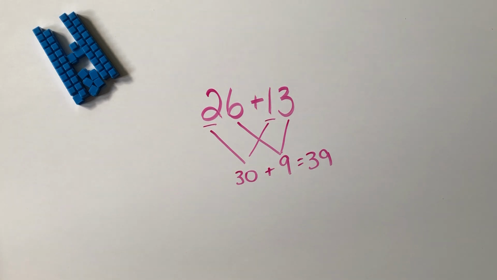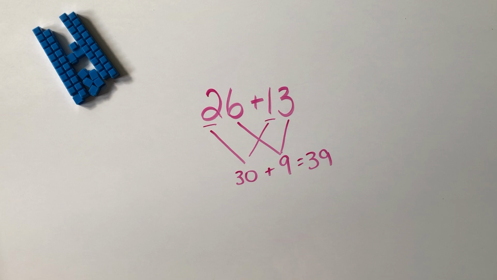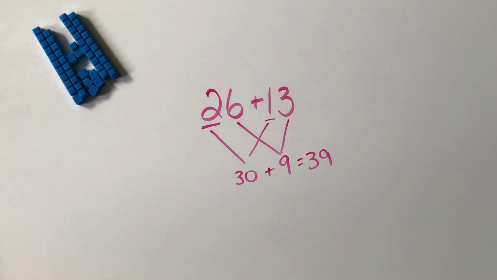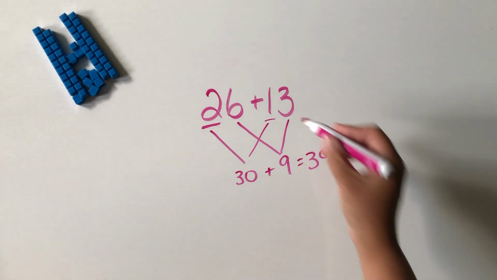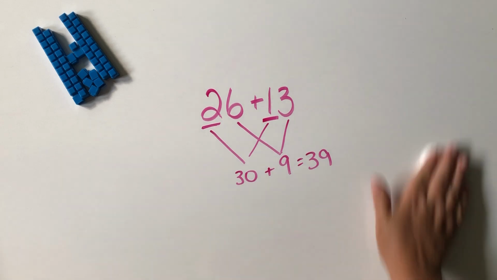First of all, I should point out that when we do left to right addition, we have really good place value understanding because this 2, we see it as a 20. We see it as its value. This 1, we see it as a 10, not just as a 1, because we see what the real value is.